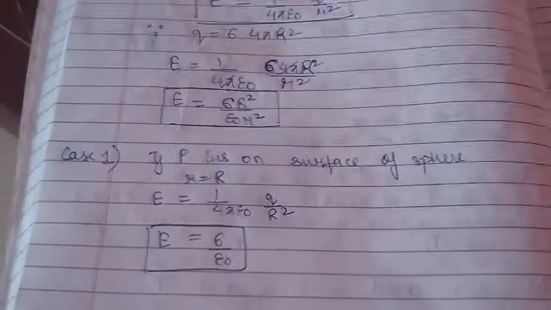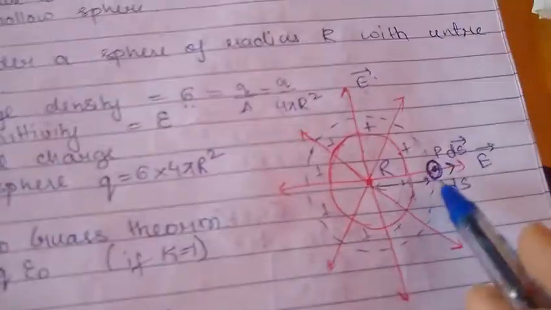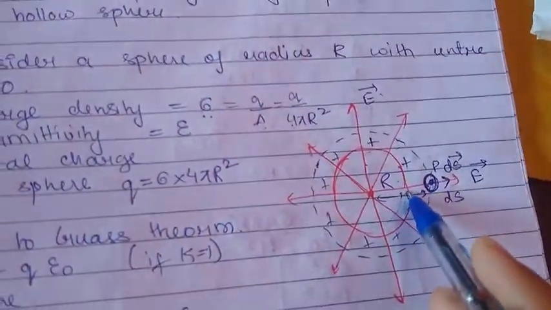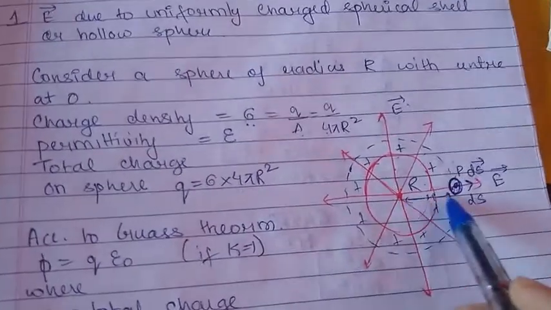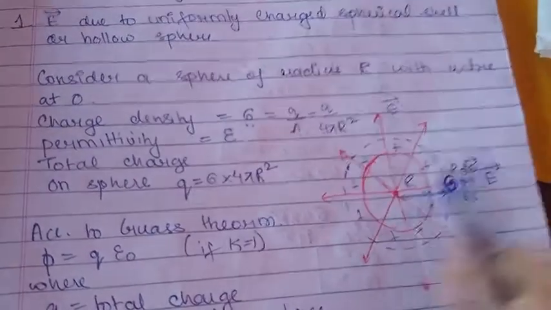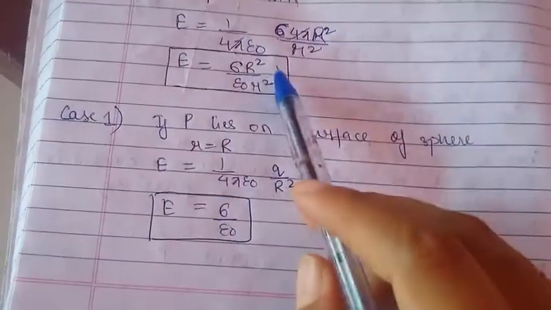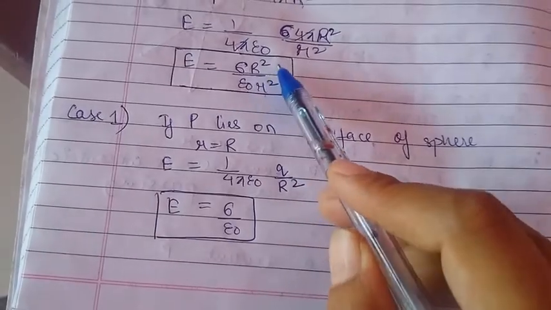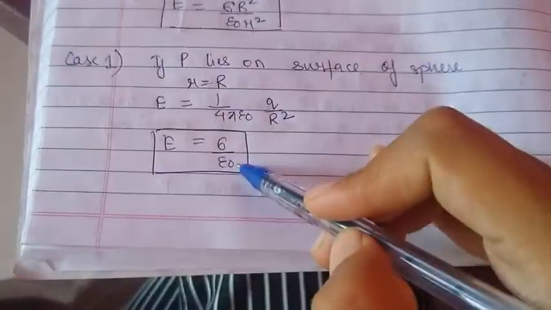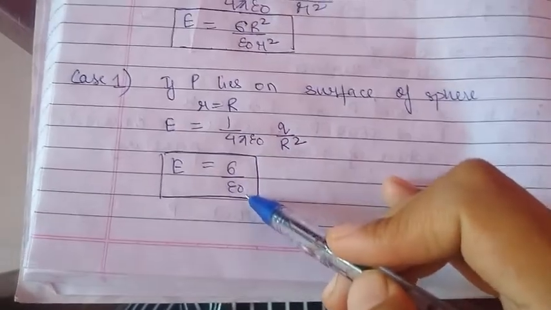Now we can consider two cases. In case 1, suppose this point P lies on the surface of the sphere, then this length small r will be equal to capital R. So in that case, if you substitute small r equal to capital R, the electric field intensity will come out to be sigma by epsilon naught.